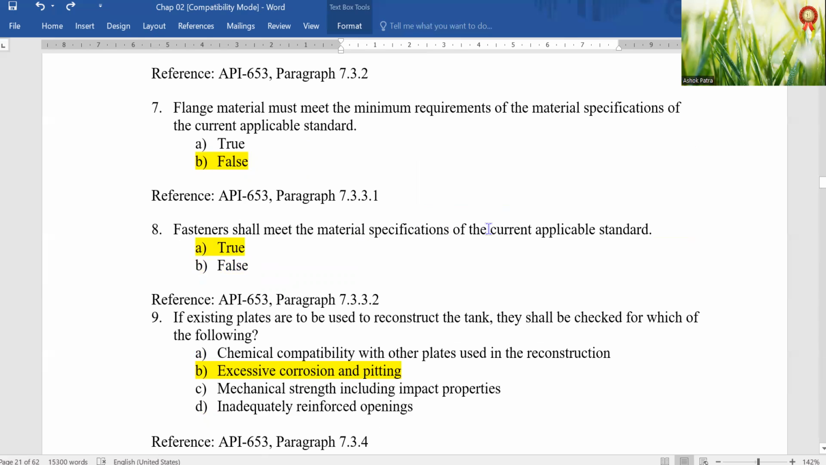Fasteners shall meet the material specification of the current applicable standard. Yes. Fasteners should be current, but flange is the old standard. Okay. API 650: if existing plates are to be used to reconstruct the tank, they shall be checked for which of the following: excessive corrosion and pitting.